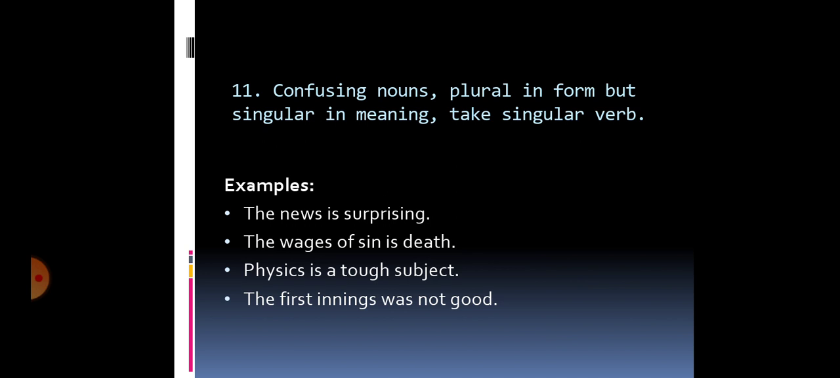Now, confusing nouns. Confusing nouns are plural in form but singular in meaning. They take singular verbs. See, the news is surprising. Here, when we say the word news, we are talking about one news. We are not talking about many news, even if there is an s after it. So we are talking about a singular. It is plural in form, meaning when you see it, it looks like a plural form, but it is singular in meaning.